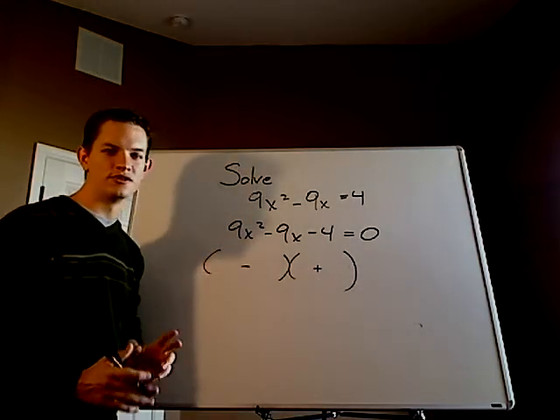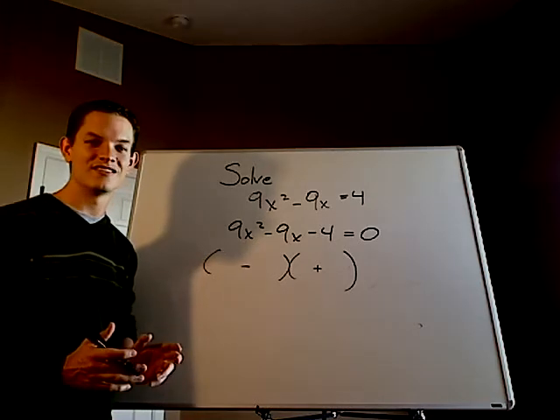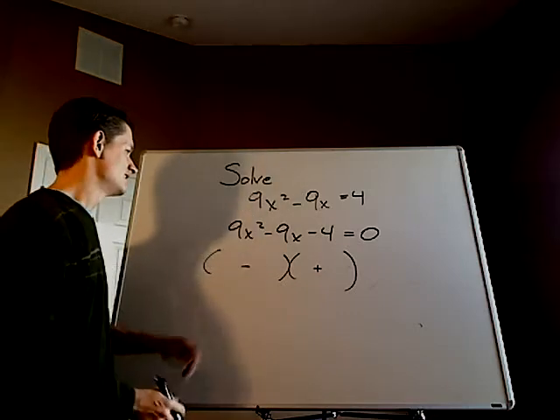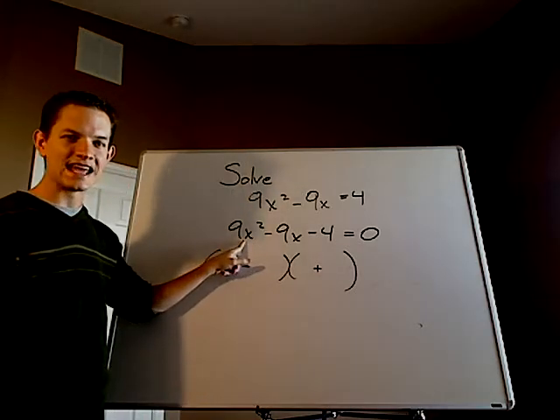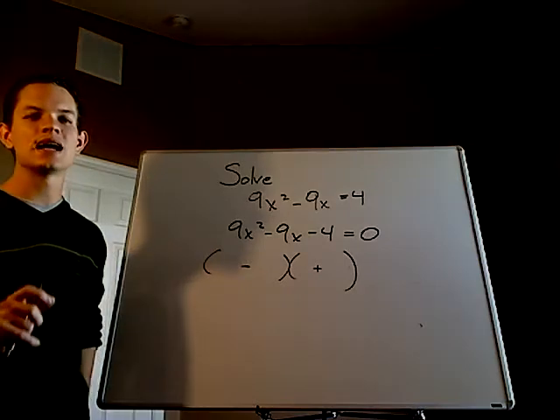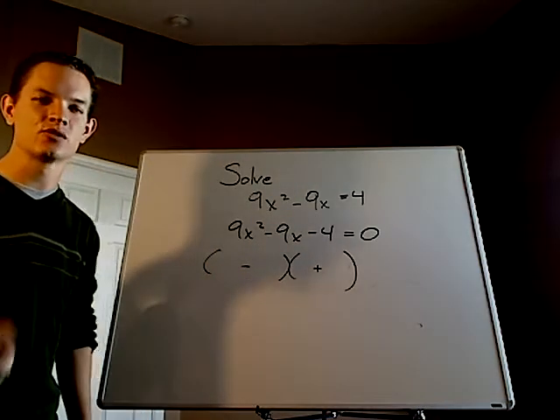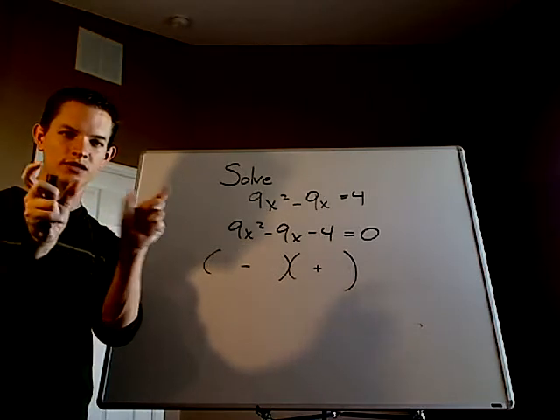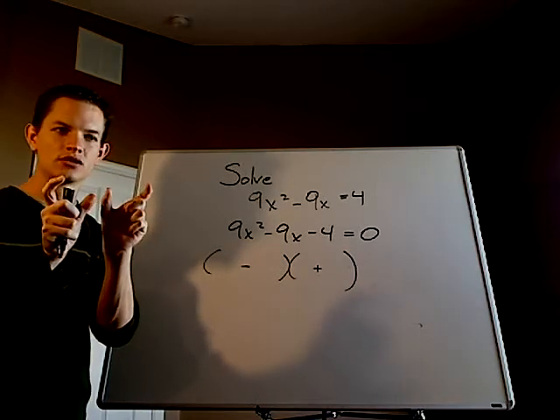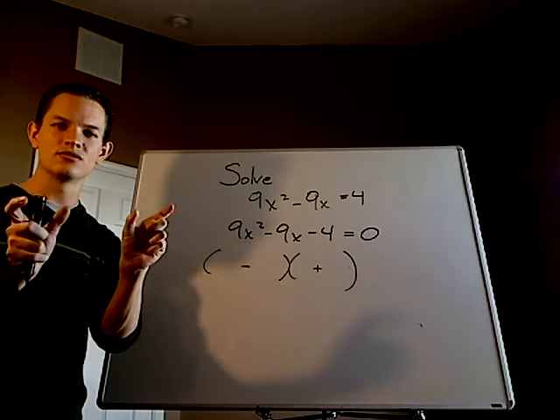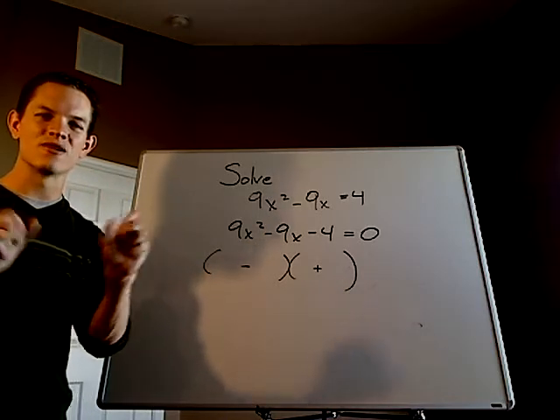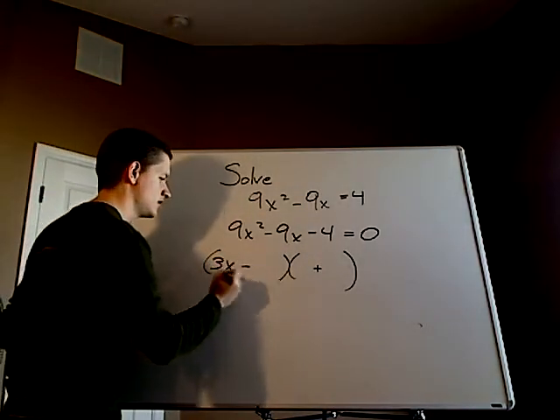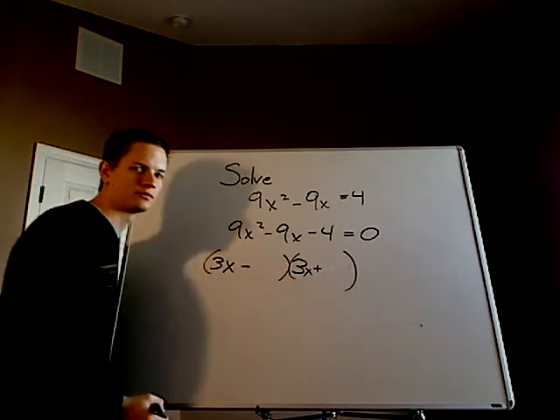Now, a trick when you're doing this is what's called the trial and error method. And what that means is you keep on doing it until you get it. When you see 9x squared, you ask yourself, okay, what times what will give me 9x squared? And you always want to start, when you're doing trial and error, with the numbers that are closest together. So that is 3x times 3x, because 9x and 1x are further away from each other. So start with 3x here and 3x there.